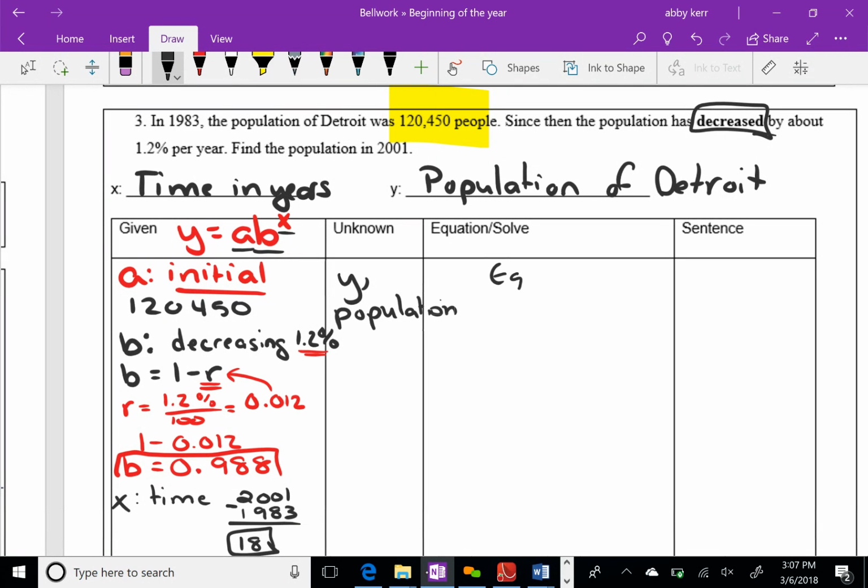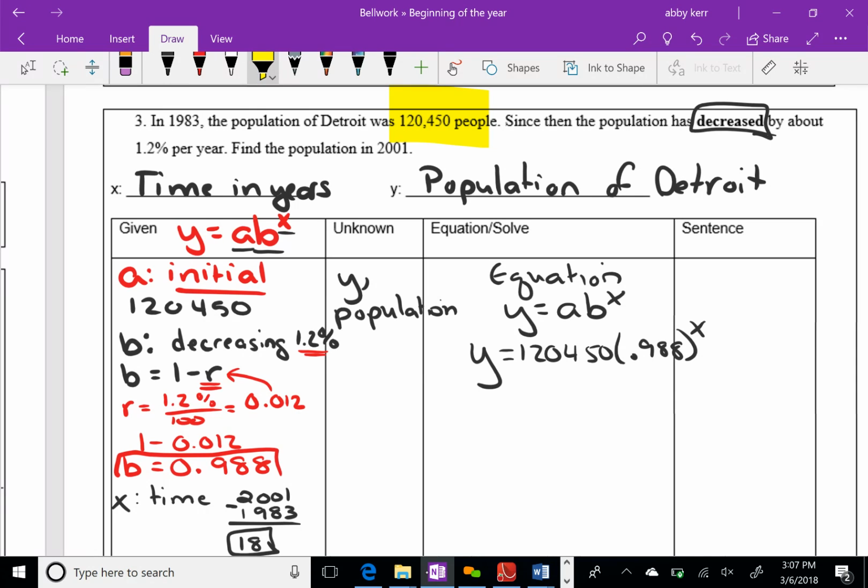Now our equation is y equals a times b raised to the x power. So y equals 120,450 parentheses 0.988 raised to the x power. But we're looking for 2001. So we know 18 years went by, so we have to plug that value in.